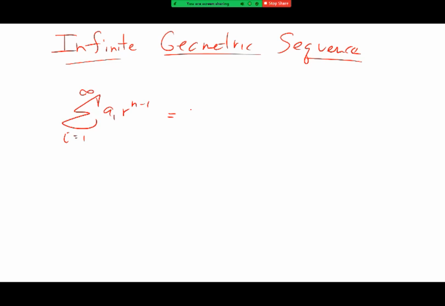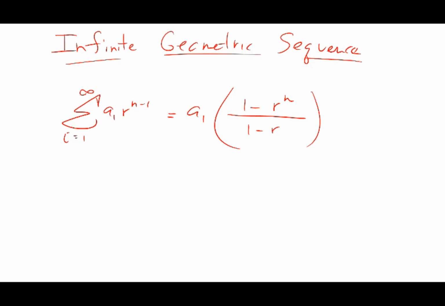The formula would still be a sub 1 times 1 minus r to the n over 1 minus r, where n is infinity. Crazy. So here's a little problem here.